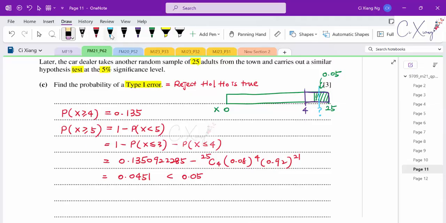Which means that if I try to draw this x greater equals to 5 inside my diagram here, the area for the 5 here will be smaller than 0.05. It will be something like this, the light blue one. And you can see from here, basically 5 falls under the rejection region. Just now, if you calculate the 4, 4 is still under the acceptance region, and then 5 is under the rejection region. So from here you can see very clearly that x greater equals to 5 is the rejection region already.